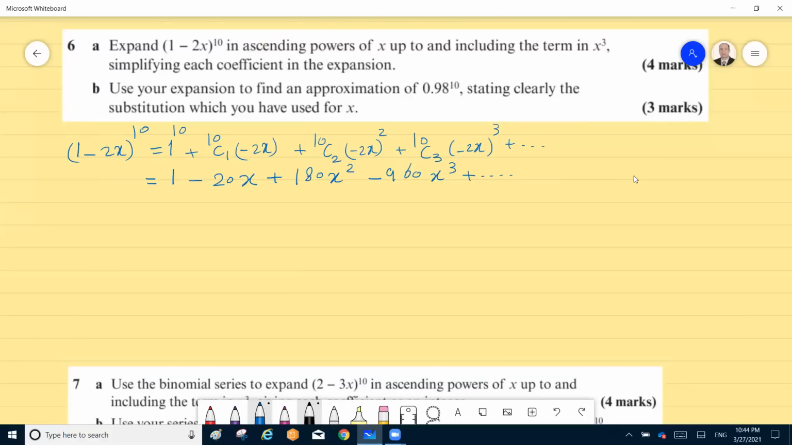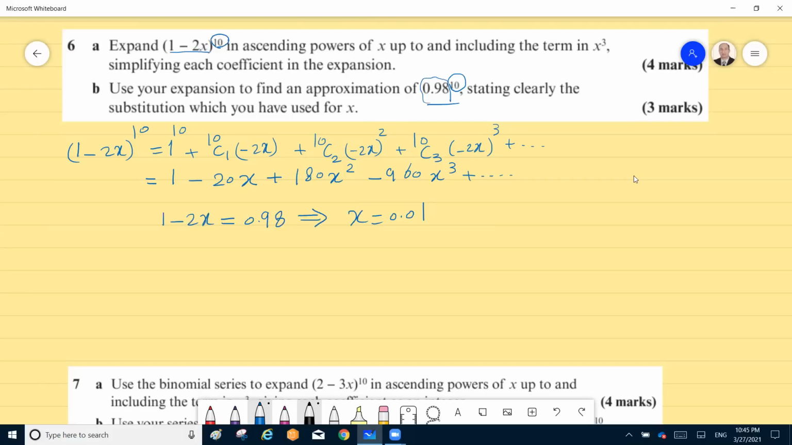Here, he substituted 1 minus 2x and wrote 0.98 instead of it. Look, because the power is the same, power 10 here and power 10 here. So he changed the 1 minus 2x to 0.98. By solving this equation to find the value of x, you have x equal 0.01. It is a normal linear equation, you can solve it easily.